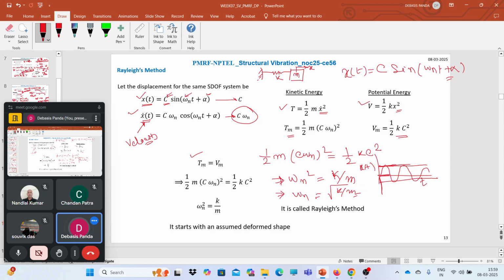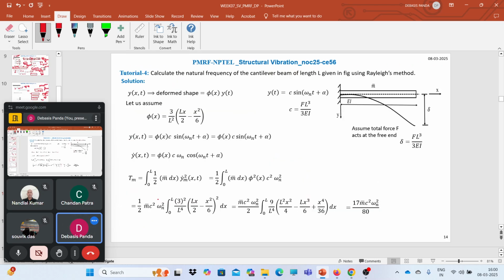This method of finding the natural frequency of a dynamic system, we call the Rayleigh method. That means this method actually starts from some deformed shape. Then we need to find out the maximum kinetic energy and maximum potential energy, and then we need to equate them to get the natural frequency of the system.